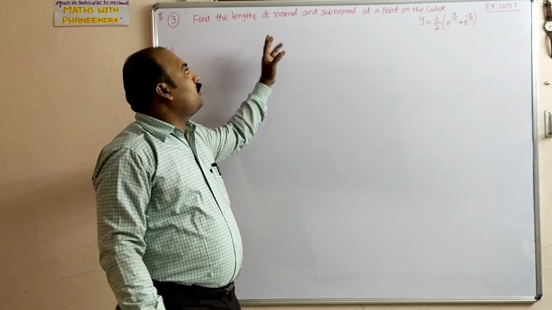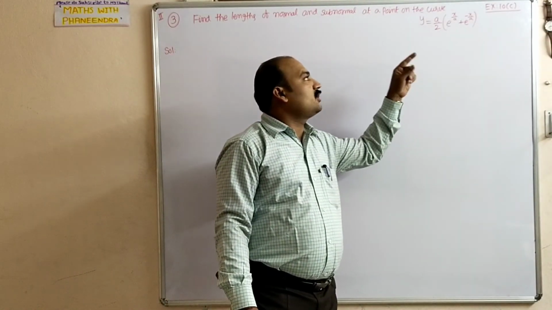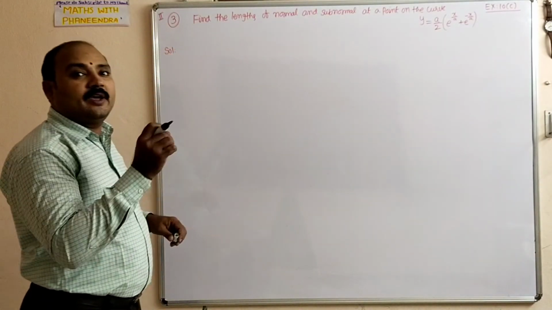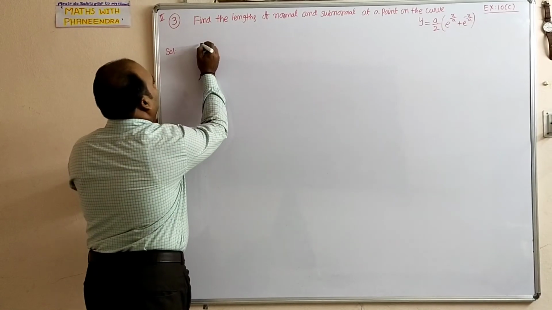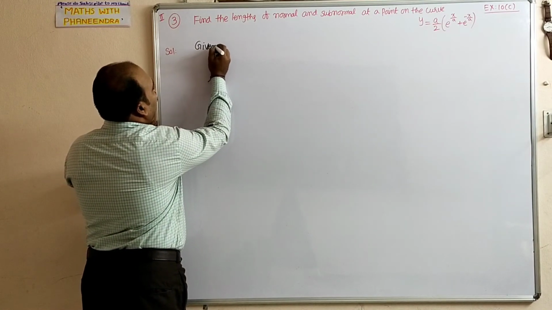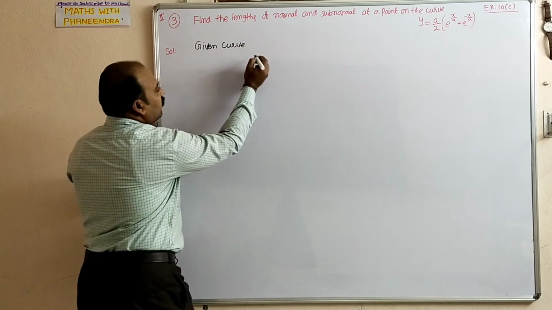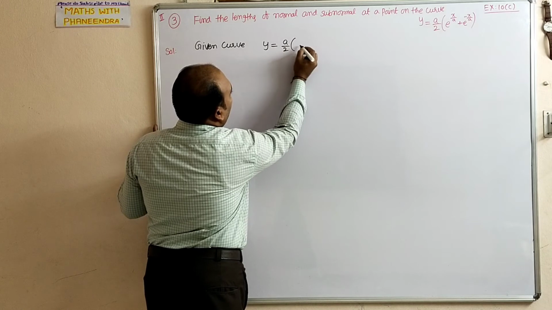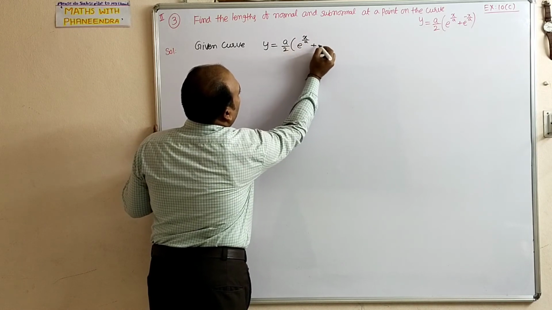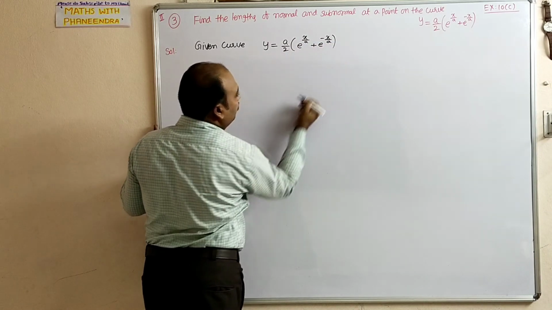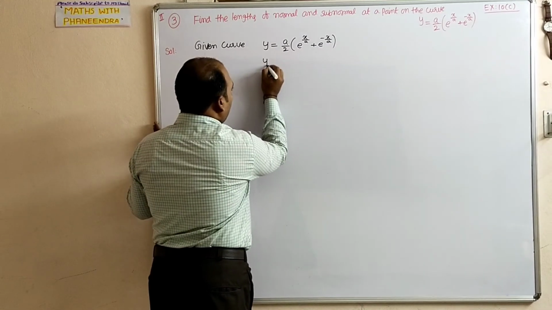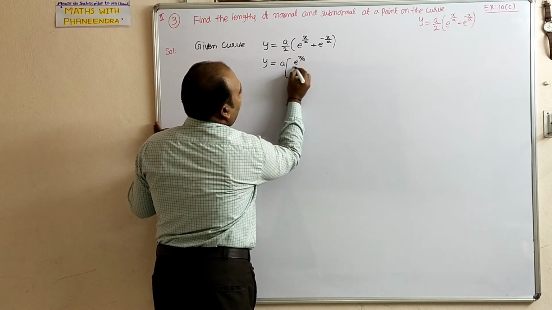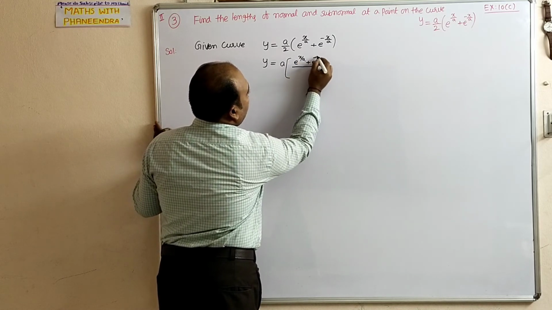Find the lengths of normal and subnormal at a point in the curve y equal to a by 2 into e power x by a plus e power minus x by a. So first, given curve: y is equal to a by 2 times e power x by a plus e power minus x by a.